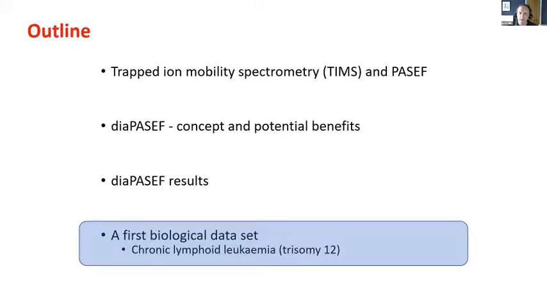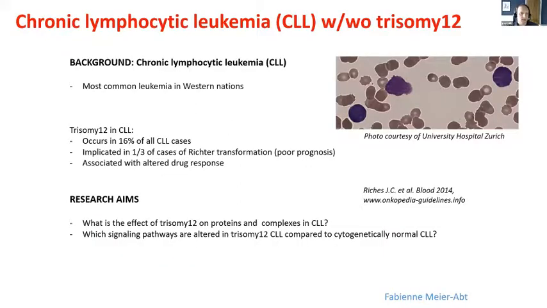Okay, so in this last section, I just want to briefly show one or two pieces of data from a more biology-oriented study. In this case, we're looking at chronic lymphoid leukemia. This is the most common leukemia in Western nations, and the clinicians are particularly interested in trisomy 12 in chronic lymphoid leukemia. This is occurring in 16% of all cases. It's an indicator for poor prognosis, and potentially also has implications for altered drug response. And the question here is, what's the effect of this trisomy 12 on proteins and maybe eventually protein complexes in CLL or potentially signaling pathways?